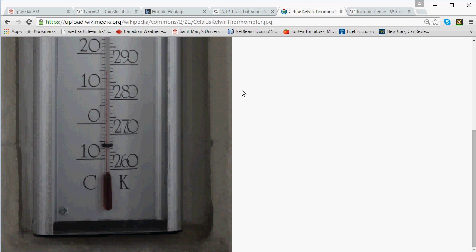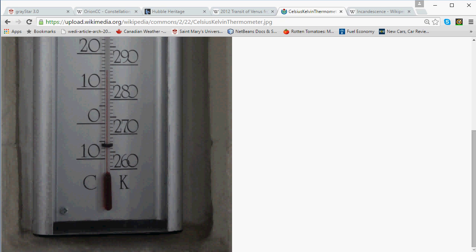So to convert between the two, if you have a temperature in Kelvin and you want to convert it to degrees Celsius, you would just subtract 273. Or if you have a temperature in degrees Celsius and you want to convert it to Kelvin, you just add 273.